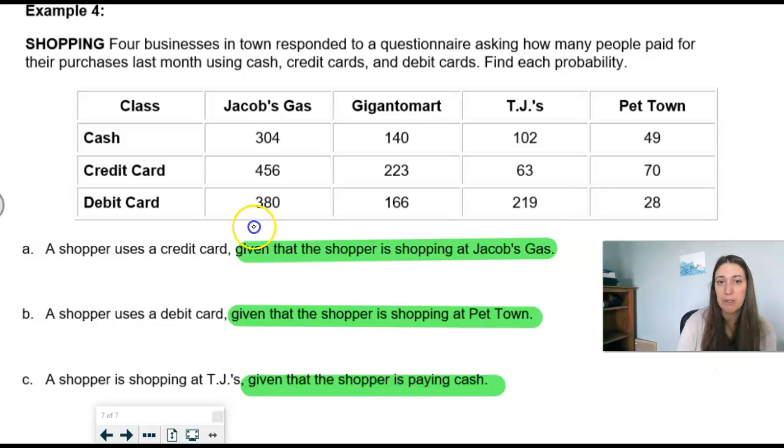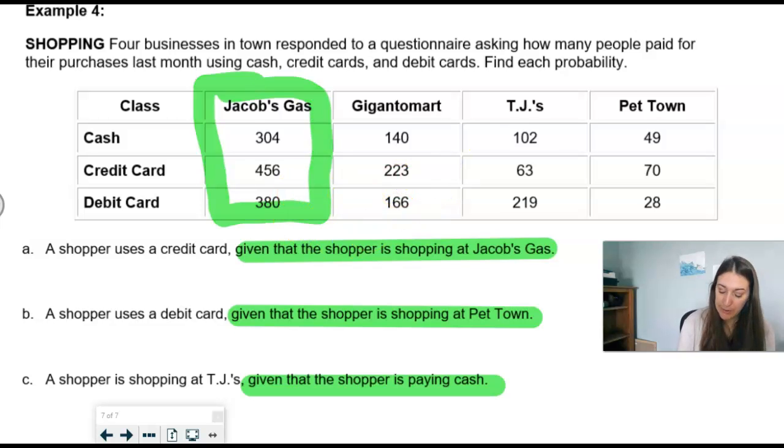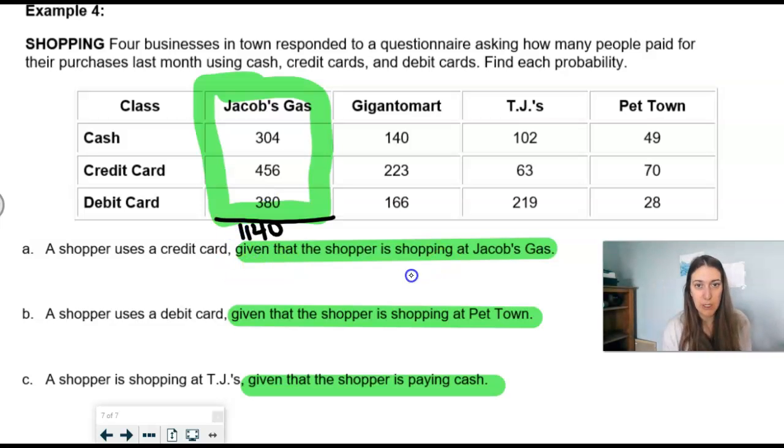All right, so we're going to do these one at a time. Given that the shopper is at Jacob's Gas, we're only allowed to look right here at Jacob's Gas. That's it. I don't have a total. That stinks. So first thing I need to do is figure out the total here, which, sorry guys, I'm not going to try to add in my head. 304 plus 456 plus 380. So that's 1140. So my denominator here is 1140.